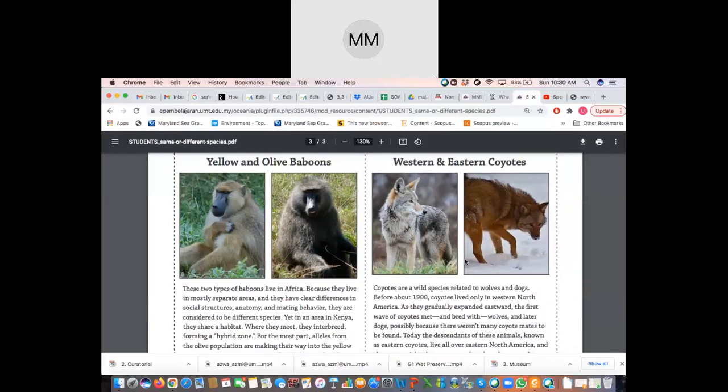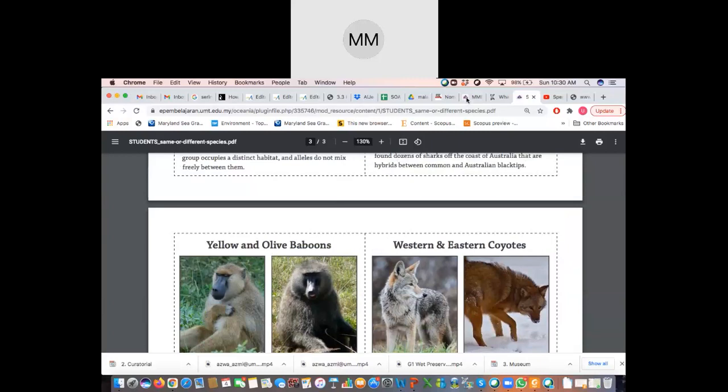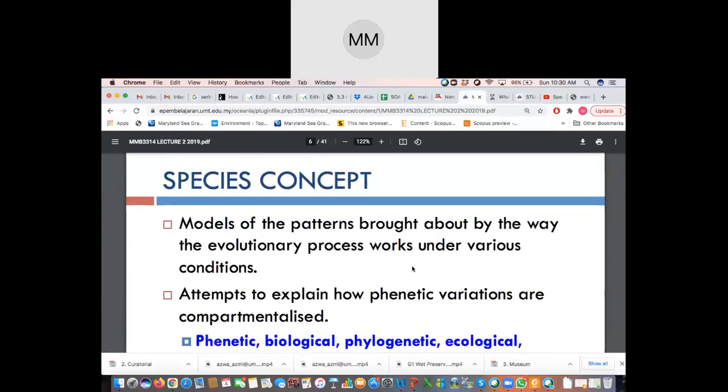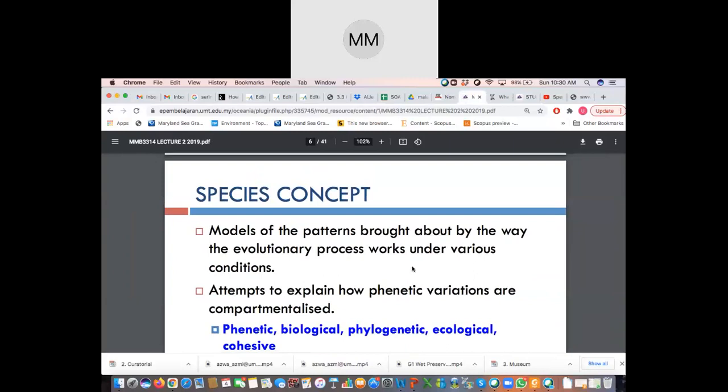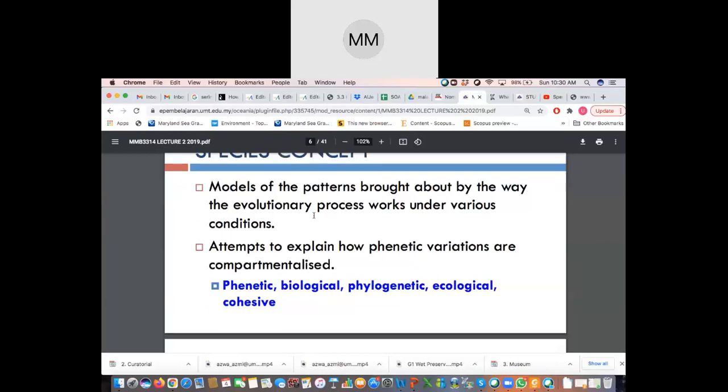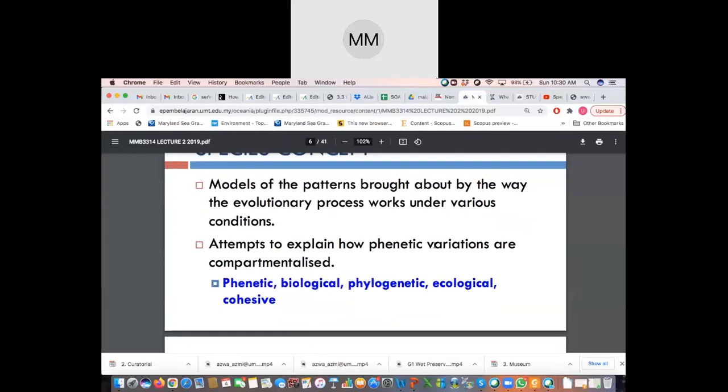Very good. All right. So this is, again, to give you an idea, a little practice of what to expect when it comes to species. Good on you guys. Okay, so we've run through very quickly some species concepts. I will tap into some of this with you. Species concepts are the models of patterns brought about by the way the evolutionary process works under various conditions, and the attempts to explain how phenetic variations are compartmentalized.